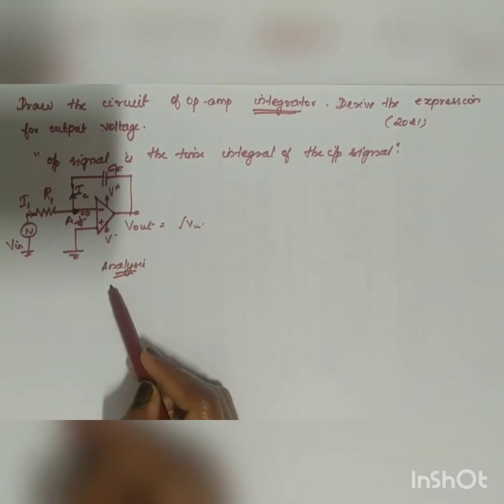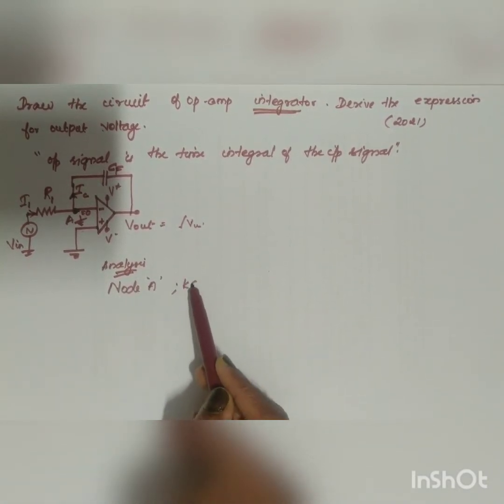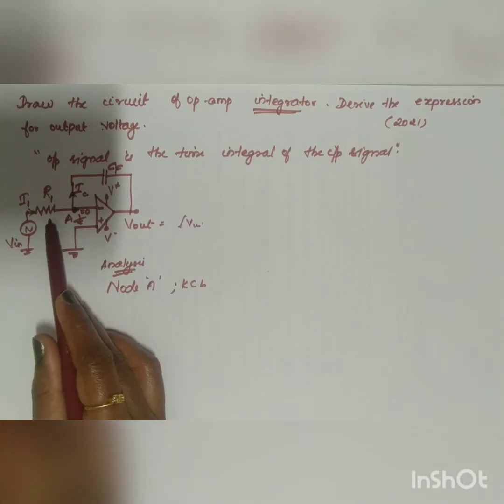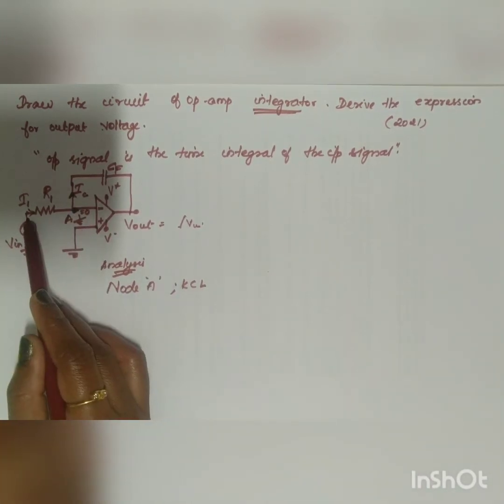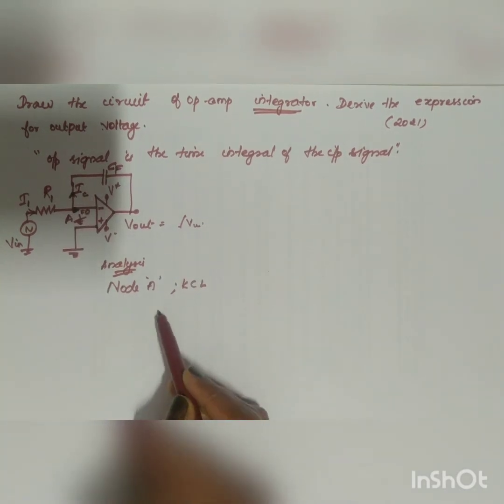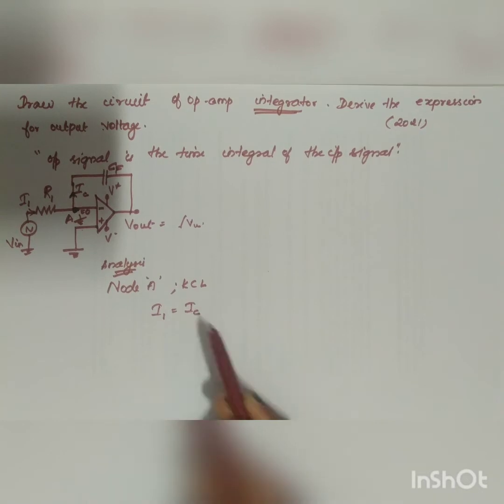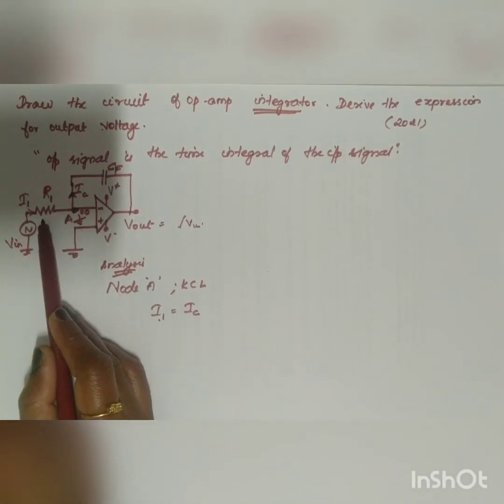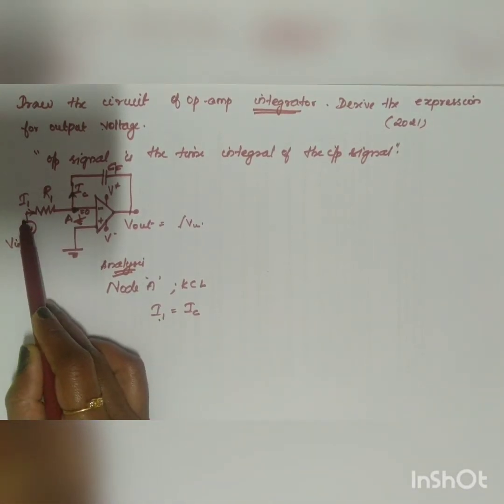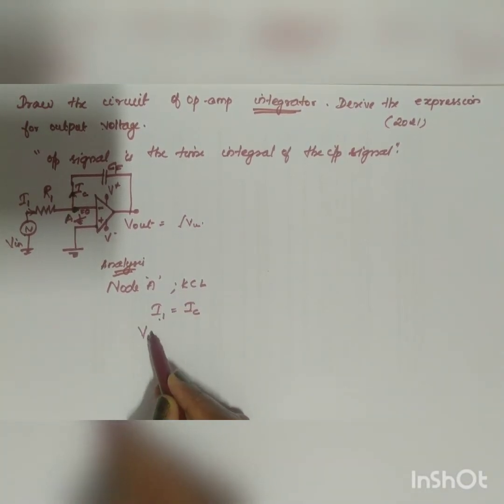Considering the node A, first apply Kirchhoff's current law. Current flowing towards is equal to current flowing away. Current I1 is flowing towards, current IC is flowing away. So you will have the equation I1 is equal to IC. Now what is your I1? I1 will be equal to V in minus 0 divided by R1.